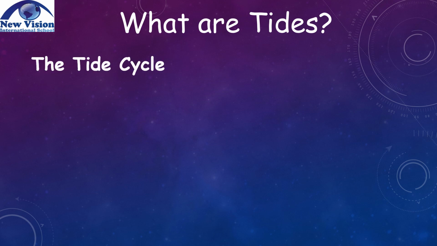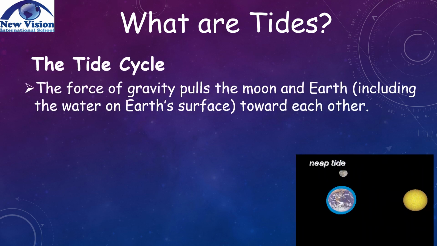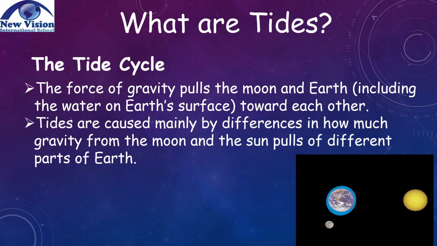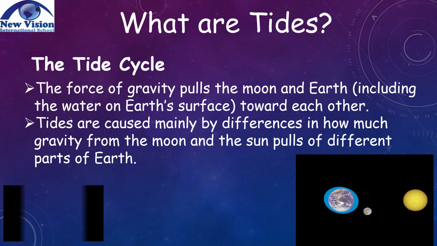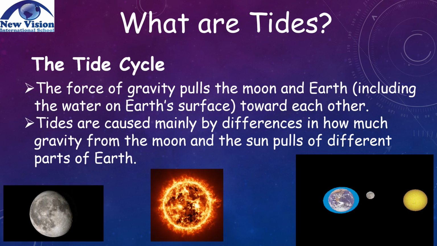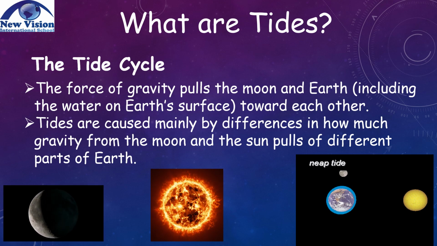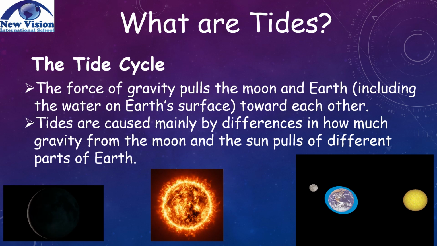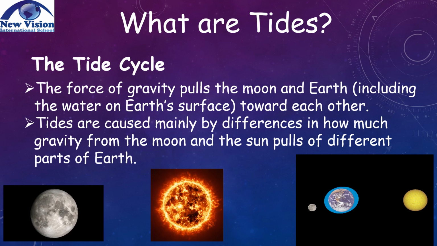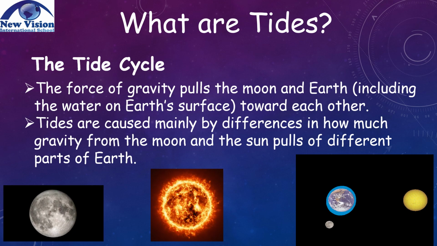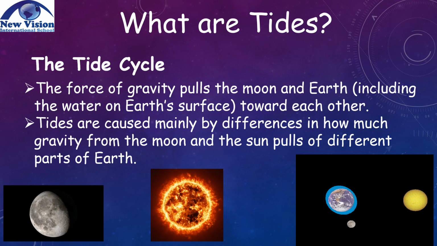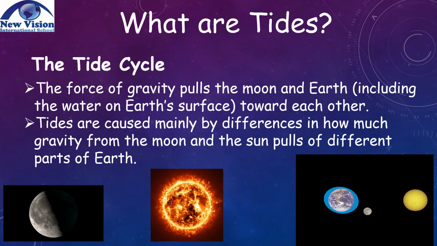The tide cycle. The force of gravity pulls the moon and Earth, including the water on Earth's surface, toward each other. Tides are caused mainly by differences in how much gravity from the moon and the sun pulls on different parts of Earth. So remember, gravity or gravitation is a natural phenomenon by which all things with mass or energy, including planets, stars, galaxies, and even light, are brought toward one another.